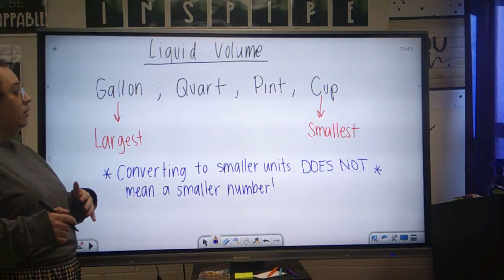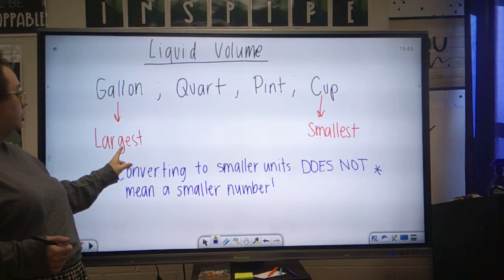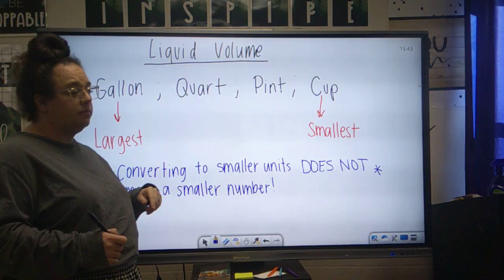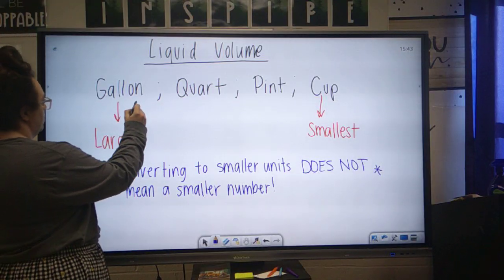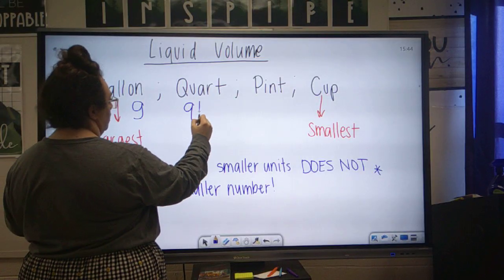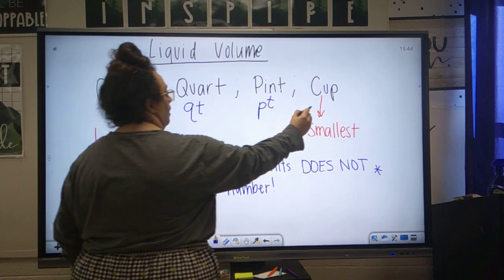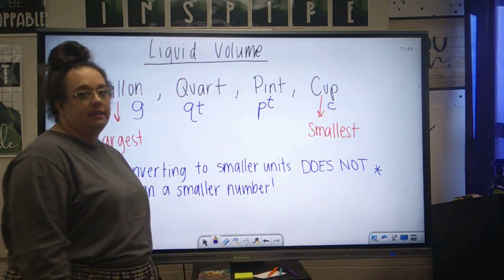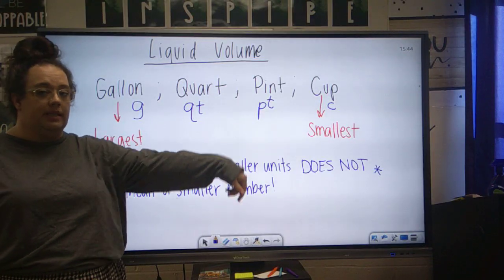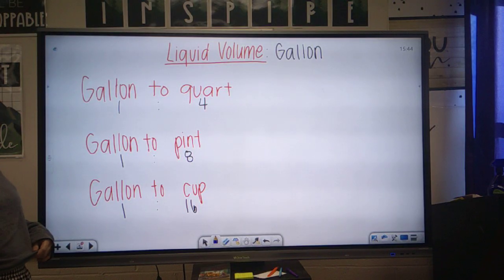So a quick review of the 4 types of liquid volume that you're going to see in this lesson are gallons, which is the largest, quarts, pints, and cups. Gallon abbreviations is typically a G, quart is a Q, T, pint is a P, T, and cup is a lowercase c. So as we go forward, those are the units that you are going to see. So to start, we're going to take a look at gallons.